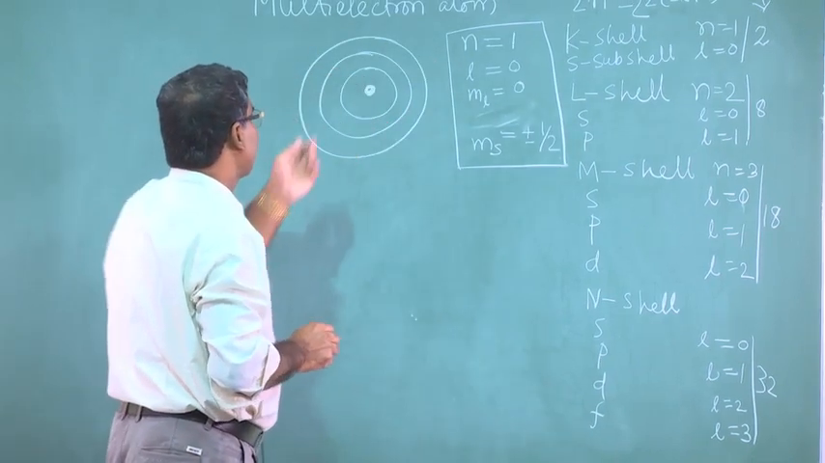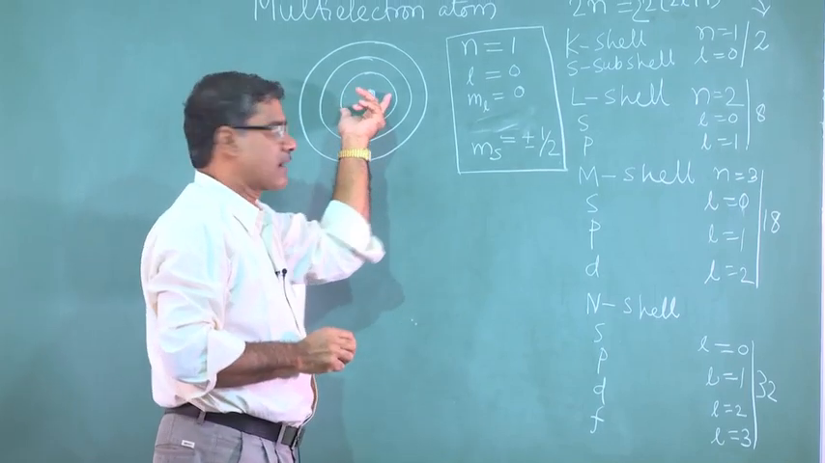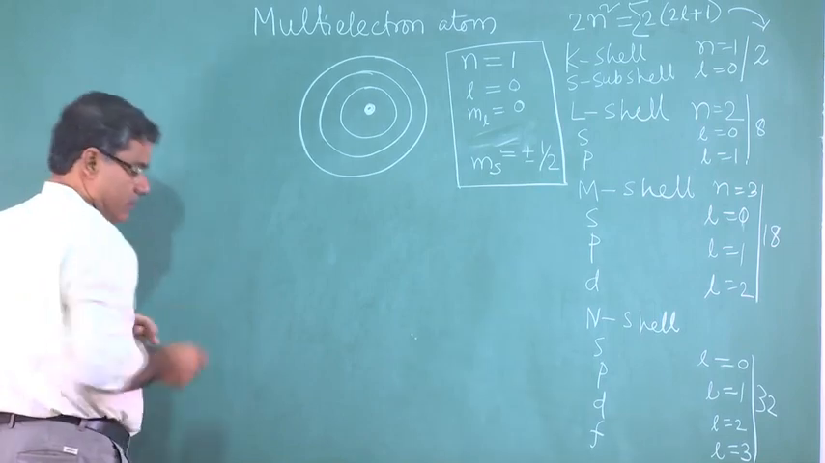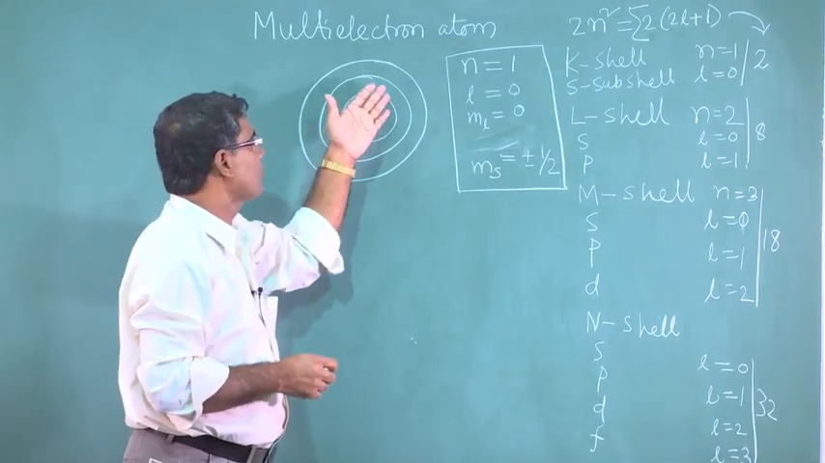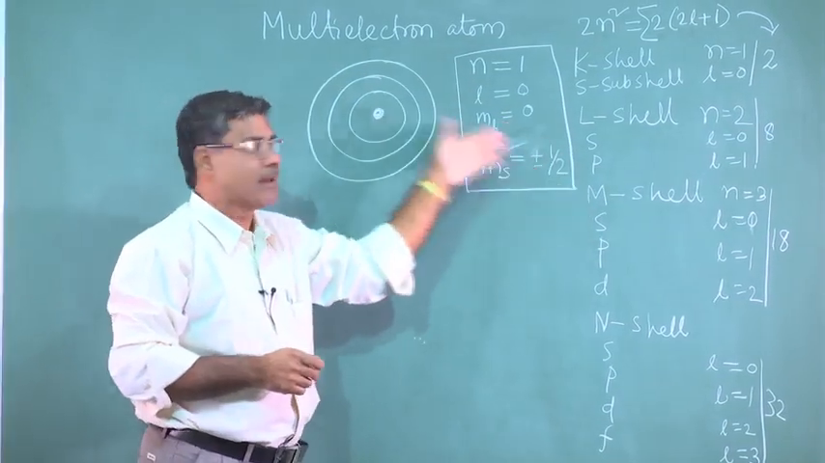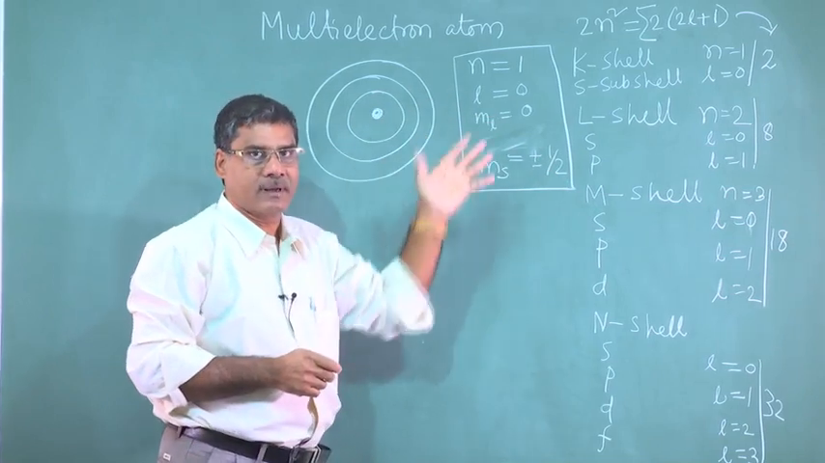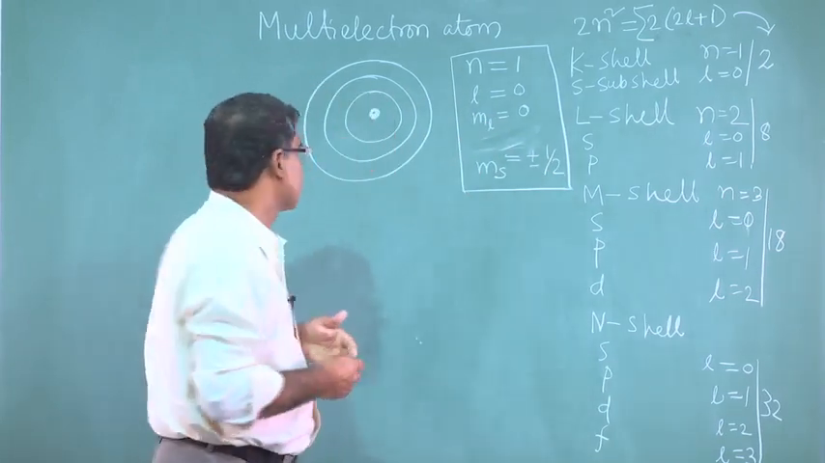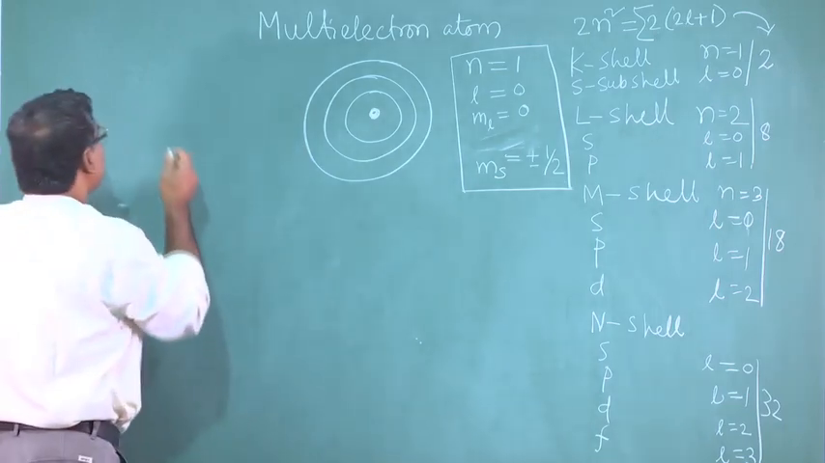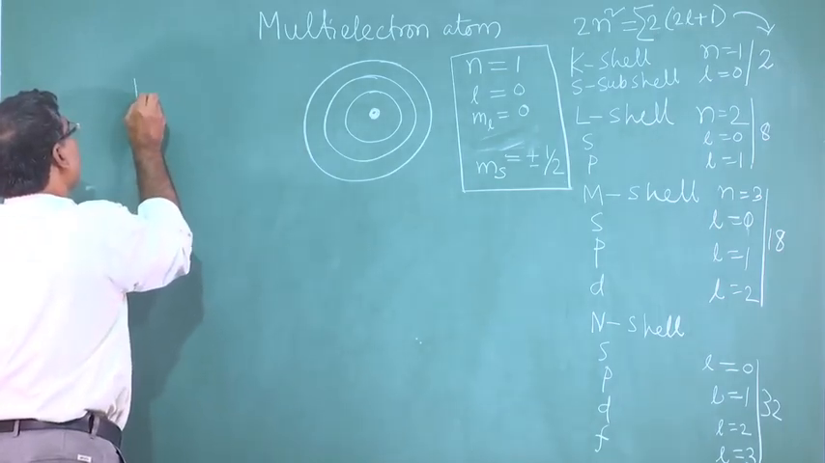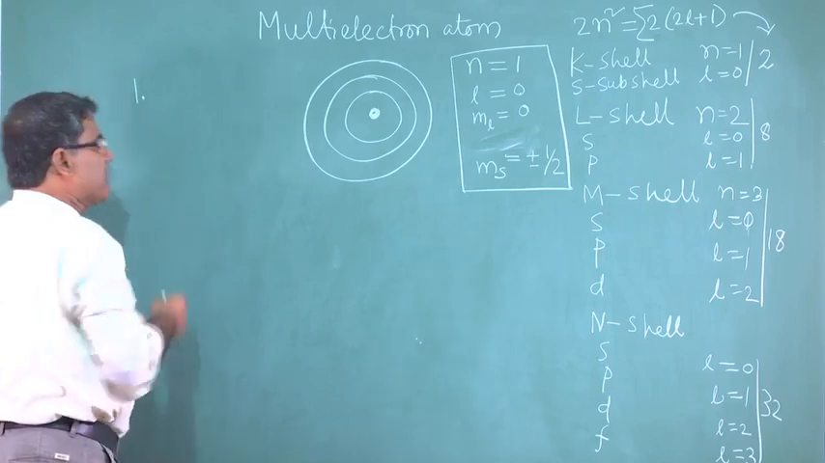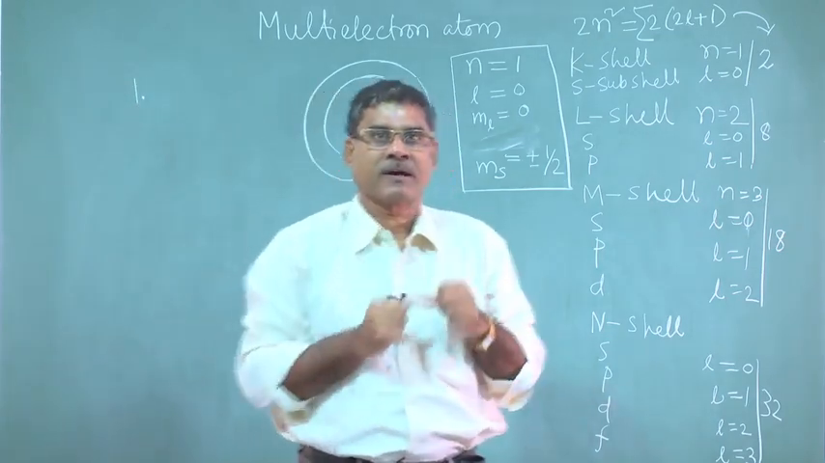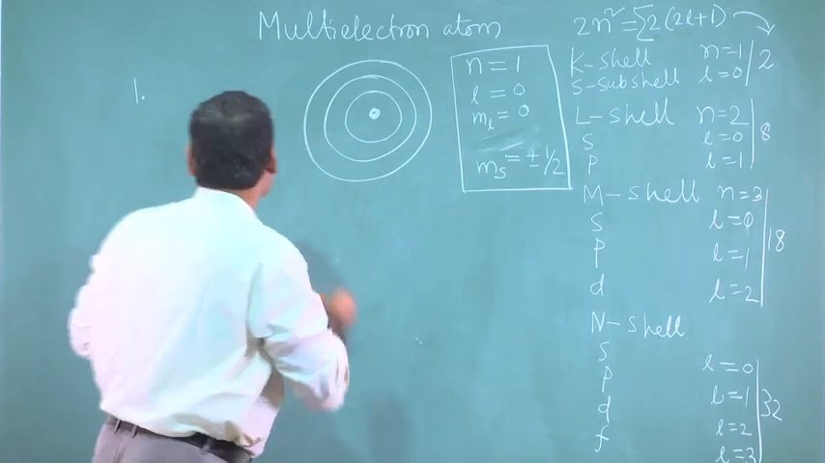For one electron that I have discussed, n can be 2, 3, 4 and L equal to 0, 1, 2, 3. So it can go anywhere. Now, the question is: what will be the minimum energy of the electron or of the atom? That is called the ground state.